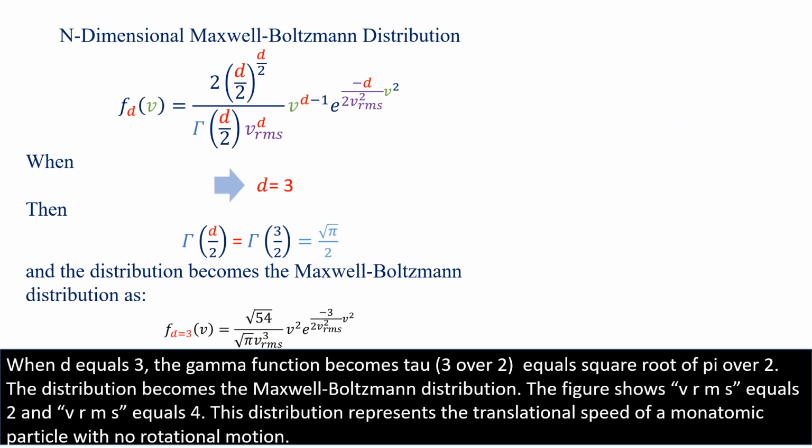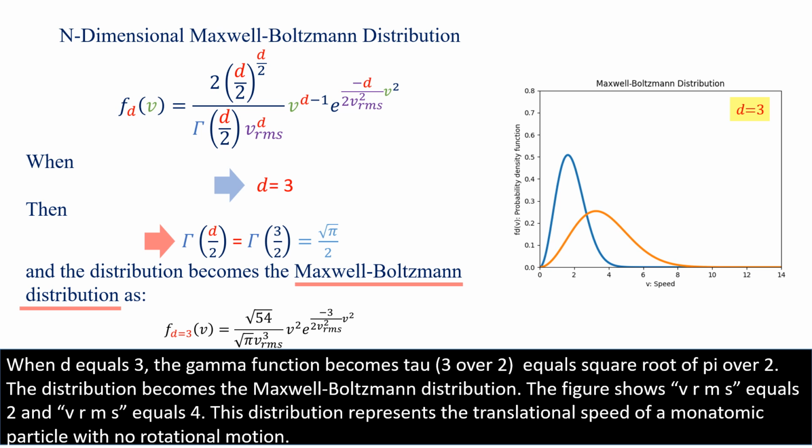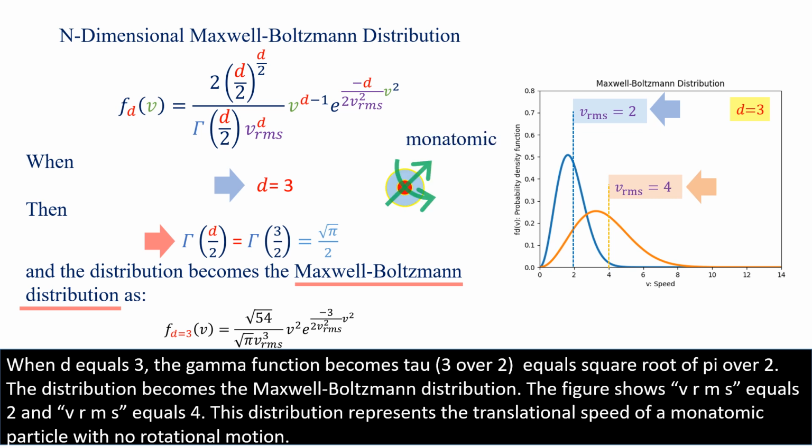When d equals 3, the gamma function becomes tau(3/2) equals square root of pi over 2. The distribution becomes the Maxwell-Boltzmann distribution. The figure shows VRMS equals 2 and VRMS equals 4. This distribution represents the translational speed of a monatomic particle with no rotational motion.